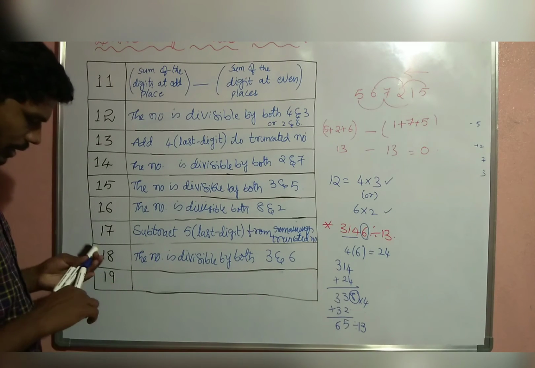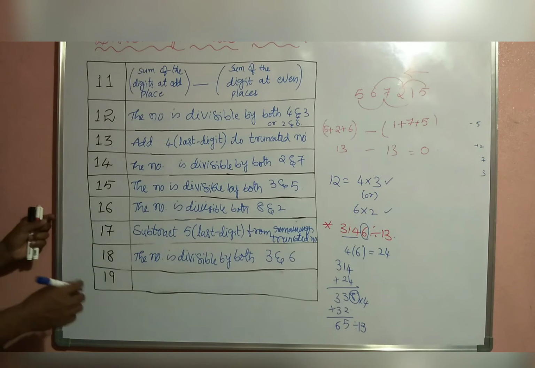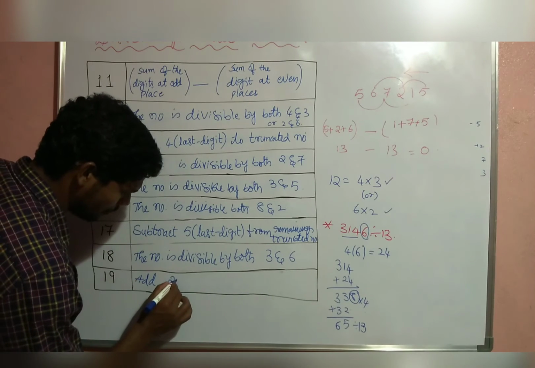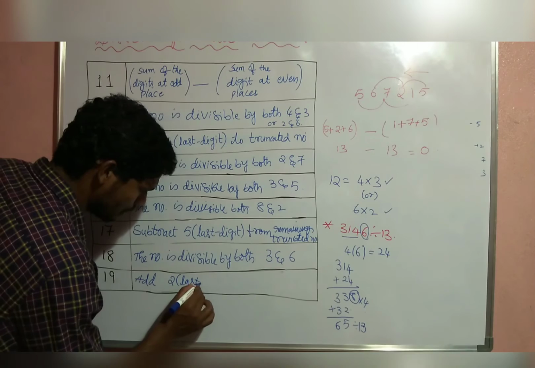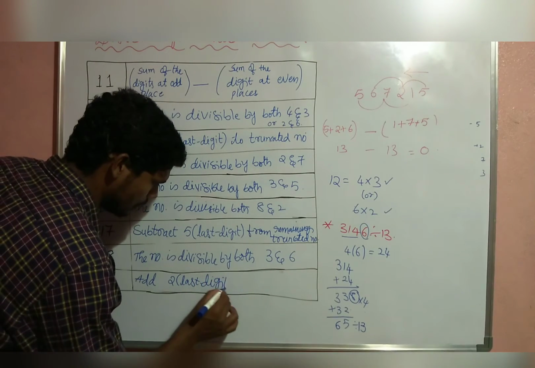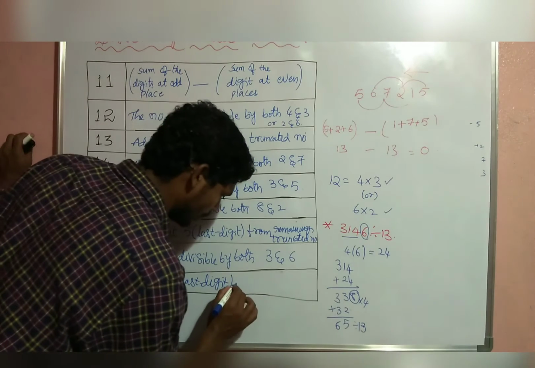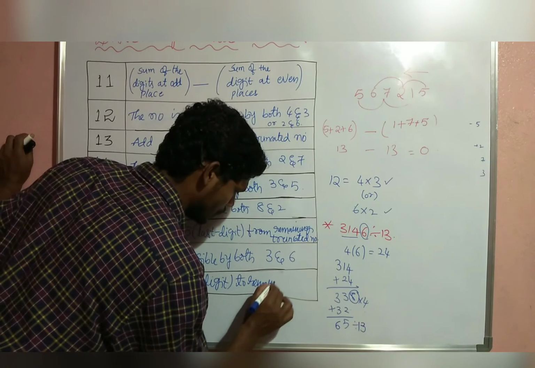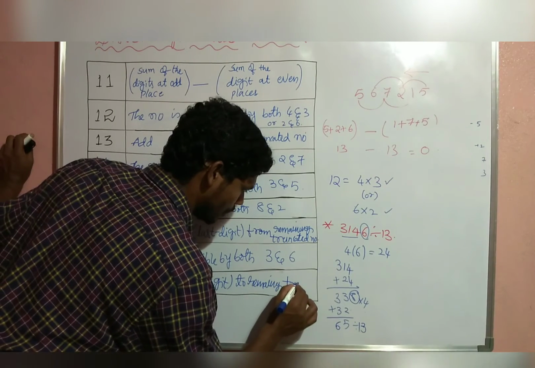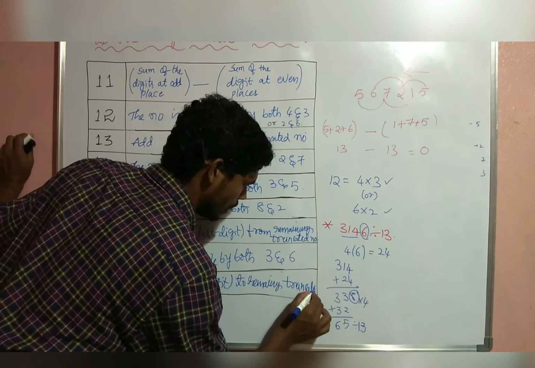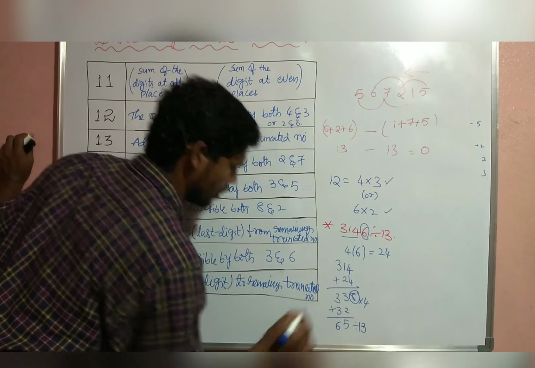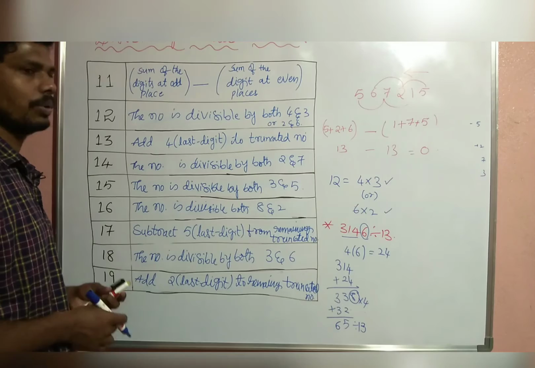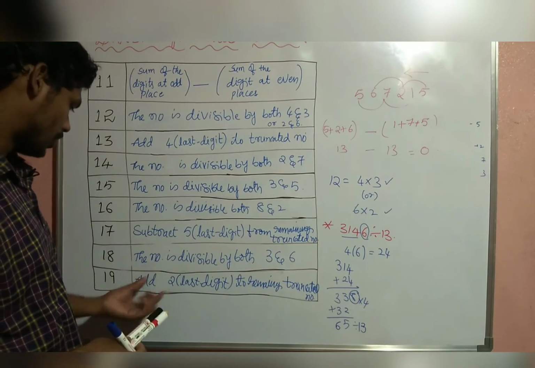Now come to the 19 divisibility rule. Add 2 times the last digit to the remaining truncated number, until you obtain a multiple of 19 or else 19 or 0, then the given original number is also divisible by 19.